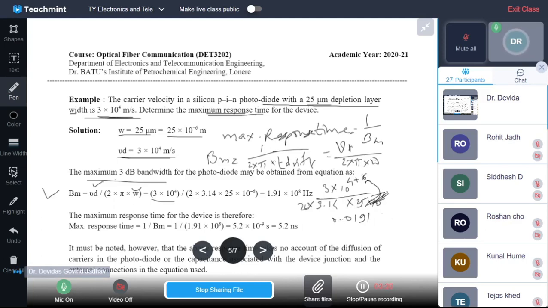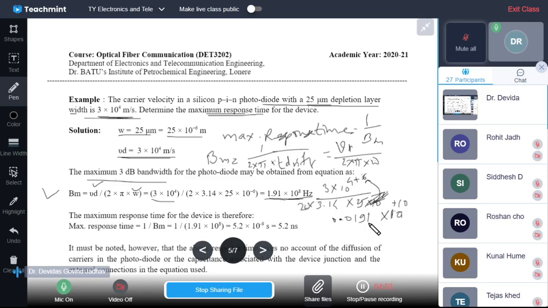It will come as 0.0191 into 10 raised to 10. This 10 raised to 10 is taken as it is. You can shift the decimal point by 2 digits to the right, so 10 raised to plus 10 will become 10 raised to plus 8. So you can write that as 1.91 into 10 raised to plus 8 hertz.